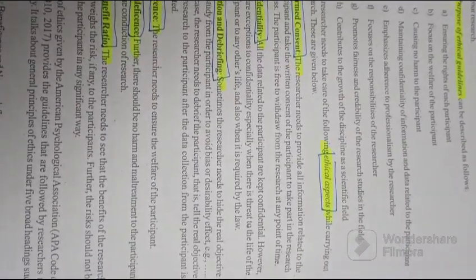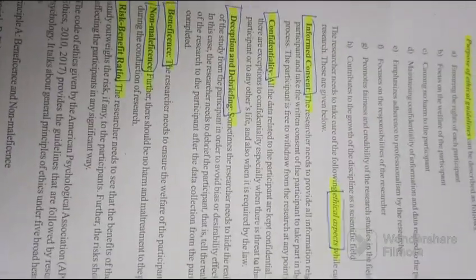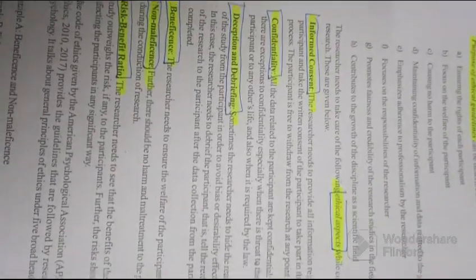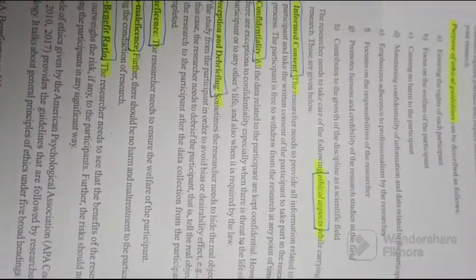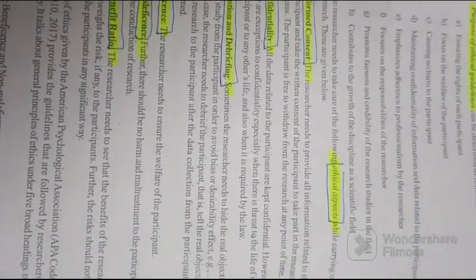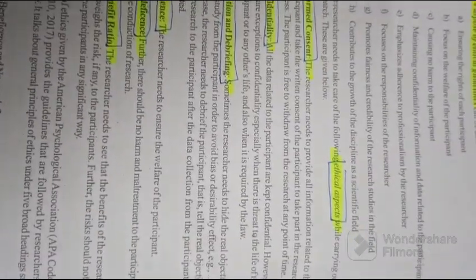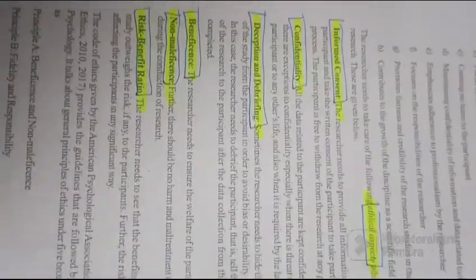the researcher as well. So in this case, the researcher needs to debrief the participant, tell the real objective of the research to the participant after the data collection from the participant is completed. So in this case, what we can do is, first of all you take all the data, you take all the information, and then you can debrief the participant about the real objective. Okay, you can debrief the participant after the test. After conducting the test, you can tell the real objective.